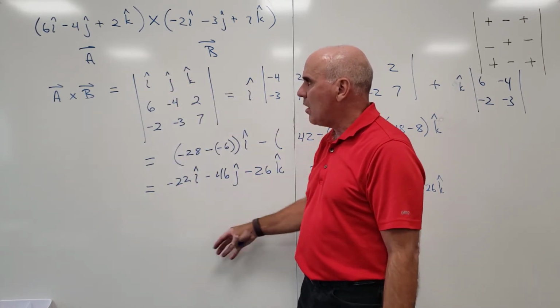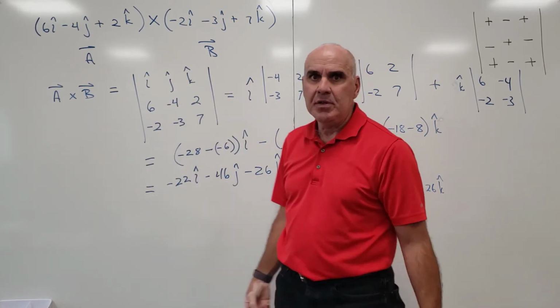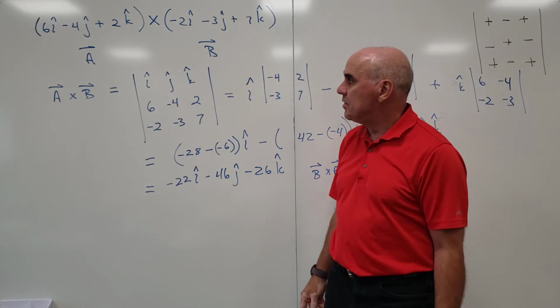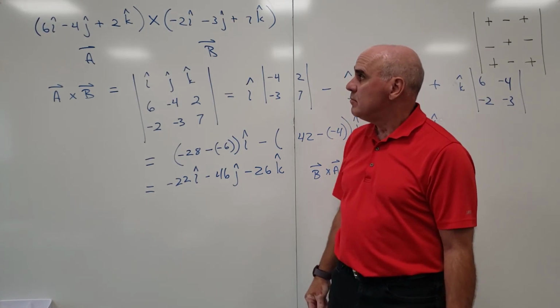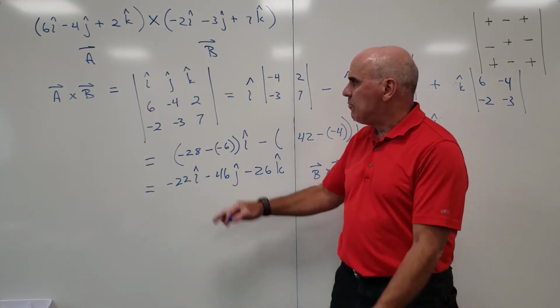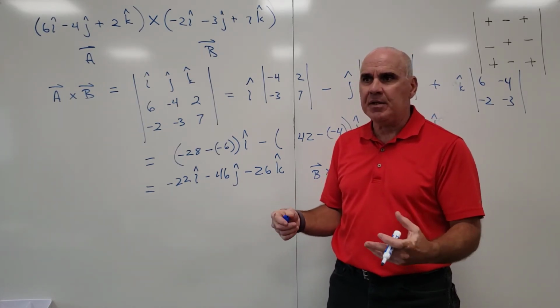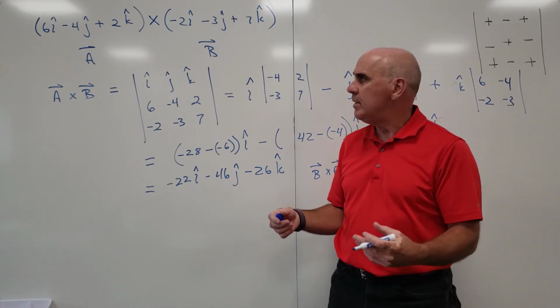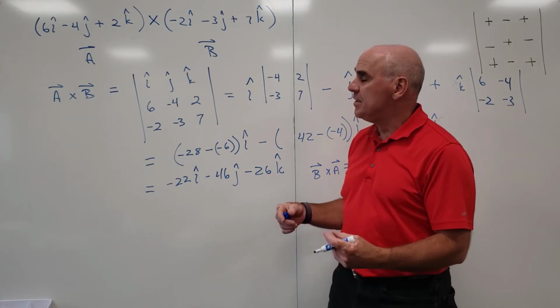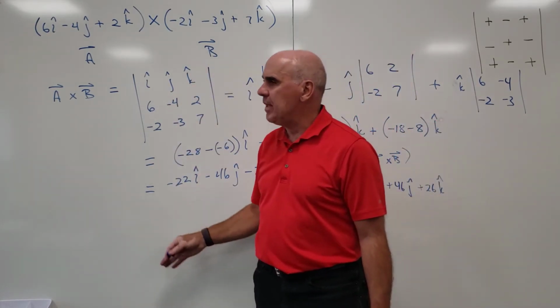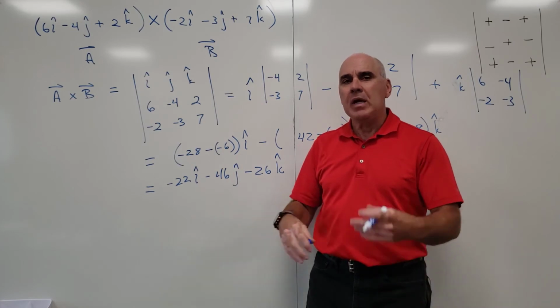But that's how you do cross products using determinants. Okay? And I put numbers in there. We could put in generic A sub x, B sub x, A sub y, B sub y, A sub z, B sub z. But I don't want to do that. I'll just leave it with numbers. I'll let you do that.